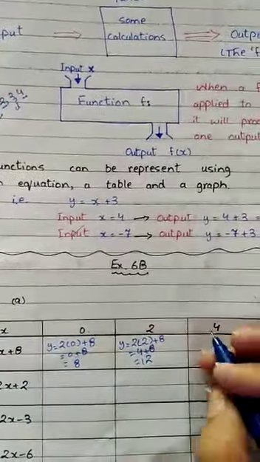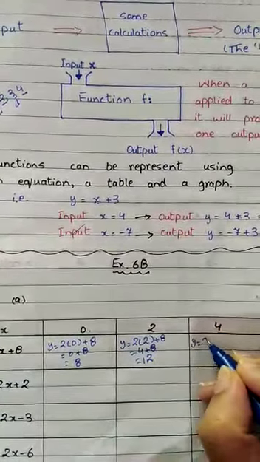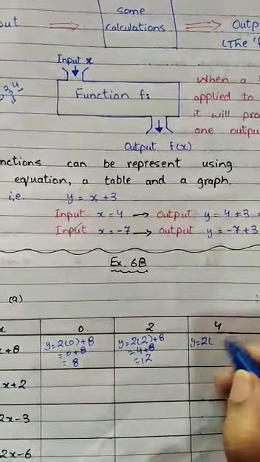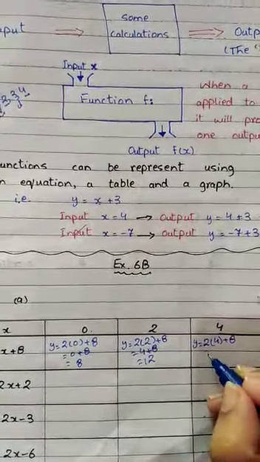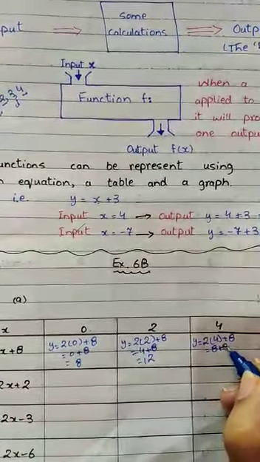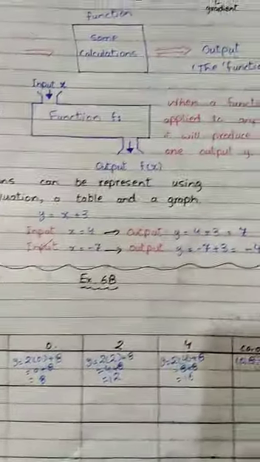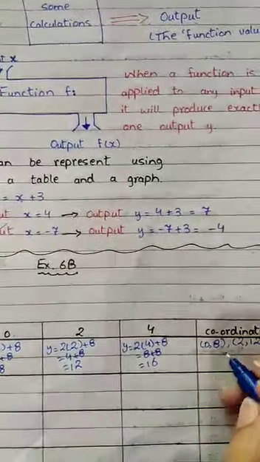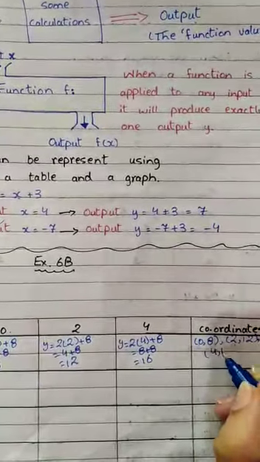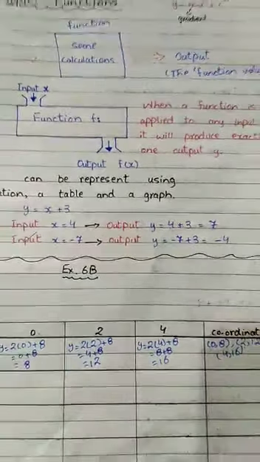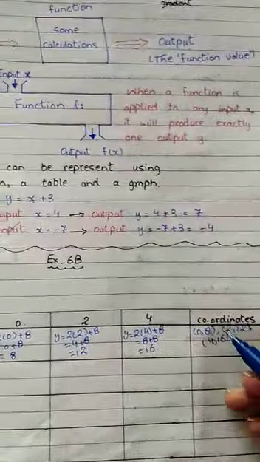Now look at the third one. Now here again the function is y is equal to 2x plus 8, but the input value of x is 4. So 2 times 4 plus 8, and we will get 8 plus 8 is equal to 16. So when x is equal to 4, we get y as 16. So (4, 16), this is the third coordinate. Okay, so this is the first function.